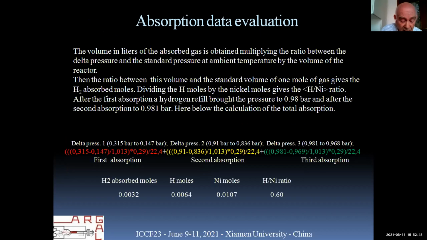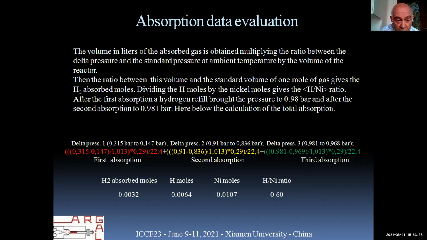Absorption data evaluation. The volume in liters of the absorbed gas is obtained by multiplying the ratio between the delta pressure and standard pressure at ambient temperature by the volume of the reactor. Then the ratio between this volume and the standard volume of 1 mole of gas gives the hydrogen absorbed moles. Dividing the H moles by the nickel moles gives the hydrogen over nickel ratio.